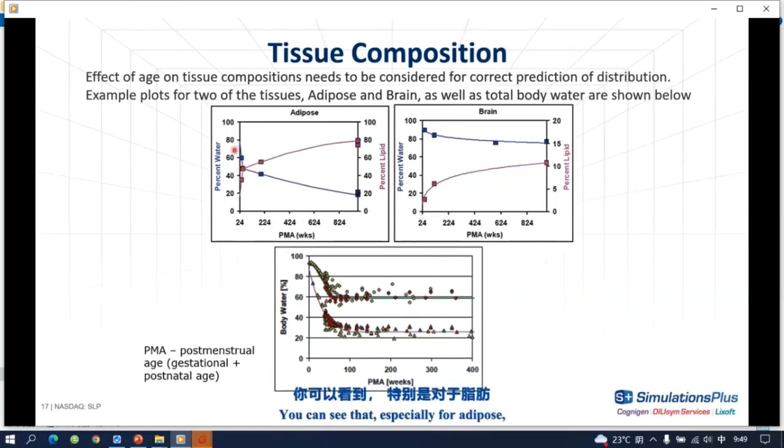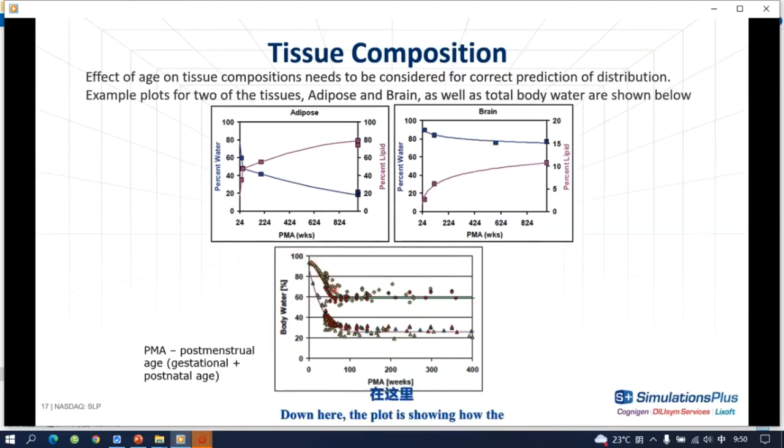And you can see that, especially for adipose, the changes within that first year, which would be about here, are actually quite dramatic. More dramatic, of course, for the premature babies, less for the term-born babies, right? But especially the very premature babies, even adipose tissue is mainly water, shown by the blue curve. And over time, it is changing more into the composition of the lipid, shown by the purple curve. Right? Less dramatic for the brain tissue or some of the other tissues. Again, we are not going to go through every one of these tissues. This is just an example of that type of information.